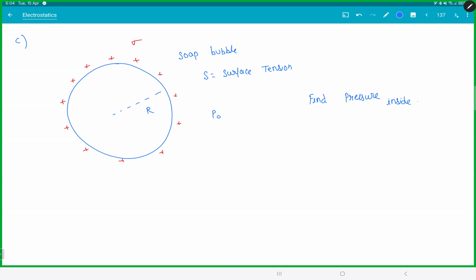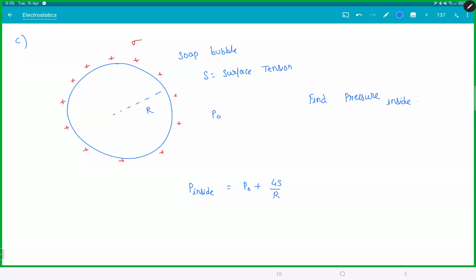What is the answer? See. Now, what is the surface tension trying to do? It is trying to compress, isn't it? So P inside will be P naught plus 4S by R. This is the standard pressure.